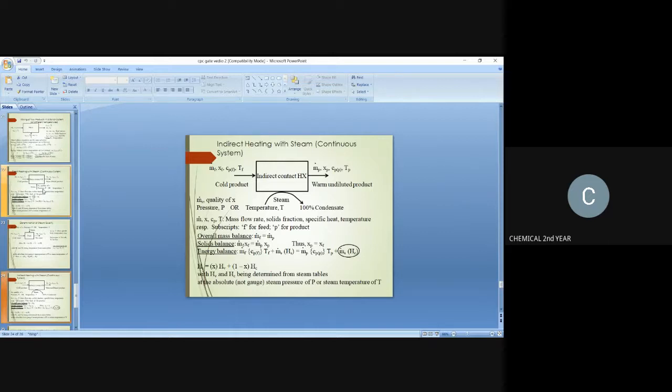The energy balance equation can be written as Mf into Cpf into Tf plus Ms into Hs. These are our inputs, and the output will be Mp into Cpp into Tp plus Ms into Hc. Here Hs is equal to X into Hv plus 1 minus X into Hc. Here both Hv and Hc are determined from the steam tables at the absolute steam pressure of P and steam temperature of T.